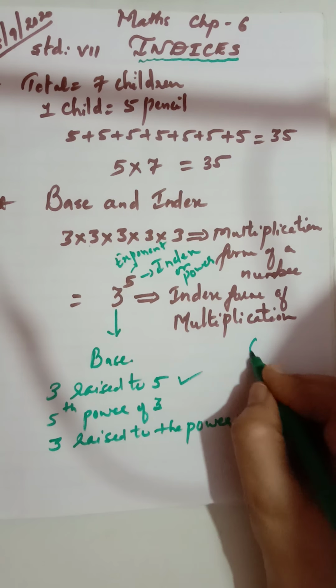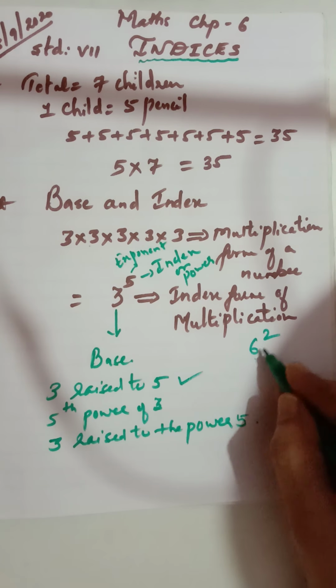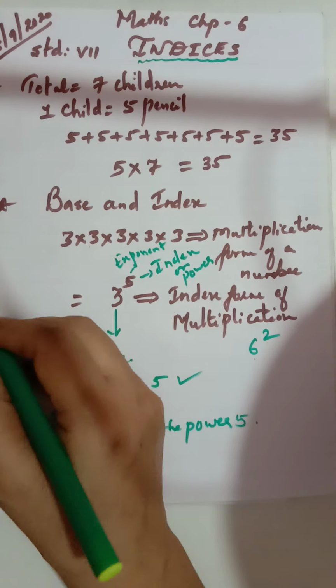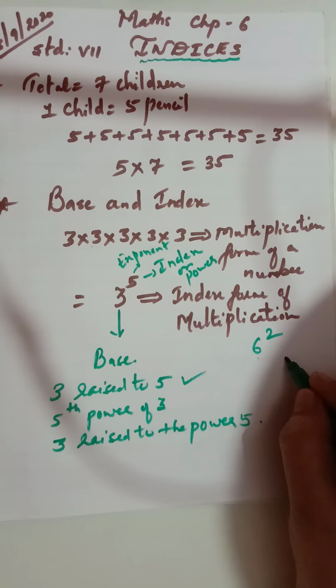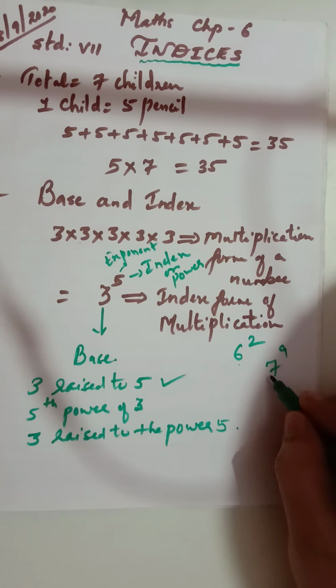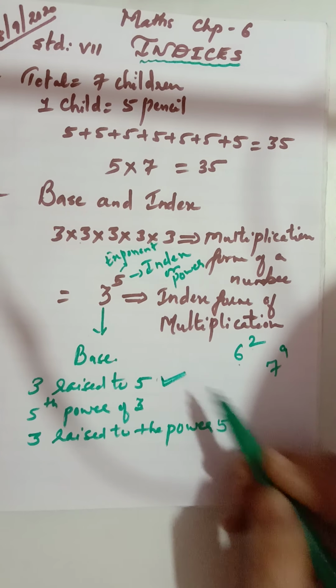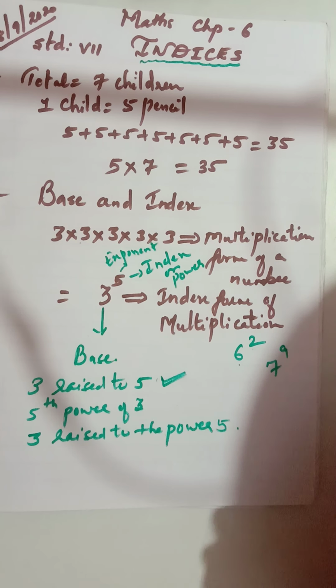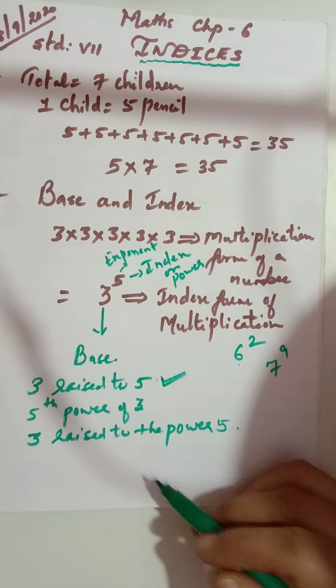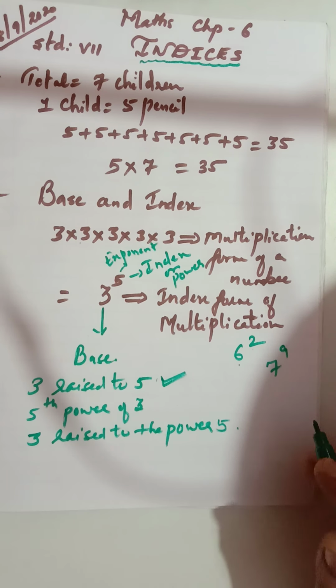Suppose it is 6 raised to 2, how are we going to read it? 6 raised to 2. If it is, for example, 7 raised to 9, it will be 7 raised to 9. This first way of reading becomes very easy, so we'll be reading using the first method. You can use the second and third methods also, but the first method is very easy.